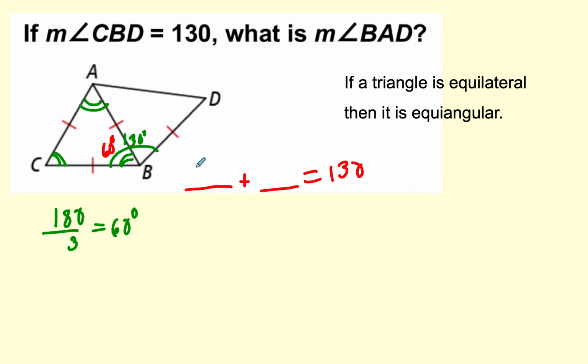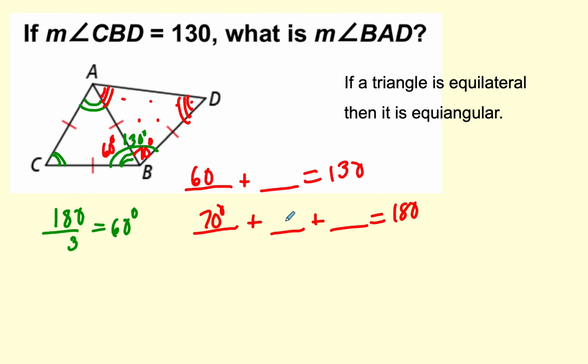Now if that's 60 degrees, remember 60 plus what equals 130. And we know one of those angles is 60, so the other angle has to be 70. So this angle right here has to be 70. All right, if this angle is 70, remember we're working with an upside down isosceles triangle. We know that all three angles have to add up to 180. We know that that angle is 70, and these angles right here have to be congruent. And if I don't know what they are, I'm going to call them x. So then 2x is equal to 110, and therefore x is equal to 55. So what's the measure of BAD? BAD is equal to 55 degrees.